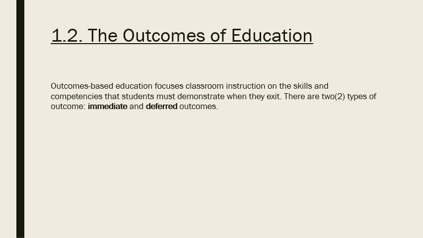Okay, let's continue. The outcomes of education. Outcomes-based education focuses on classroom instruction, on the skills and competencies that students must demonstrate when they exit the class, or they exit the course, or they exit the university. So there are two types of outcomes. It's called immediate and deferred outcomes.